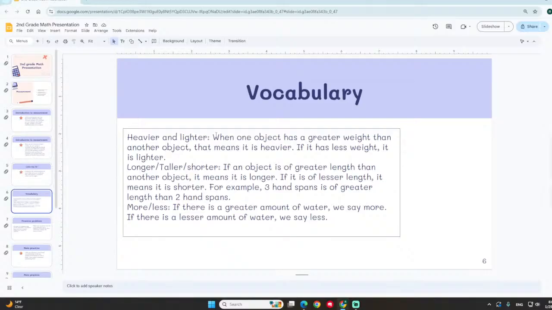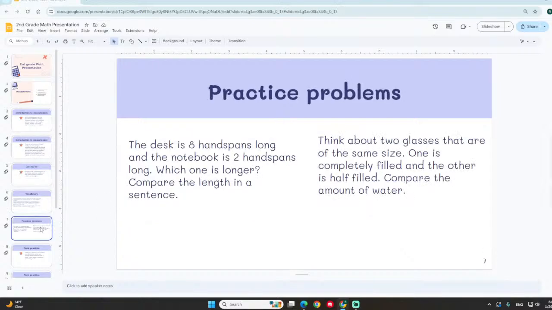If there is a greater amount of water, we say more. If there's a lesser amount of water, we say less. Water is just an example, but let's say we had 2 cups and they are both the same size. One of the cups is half full and one cup is completely full. So let's think about that. Which cup has more water? Obviously the cup that's completely full, because it has more water in it. So we would say the cup that is completely full has more water than the cup that is half full, assuming the cups are of the same size.